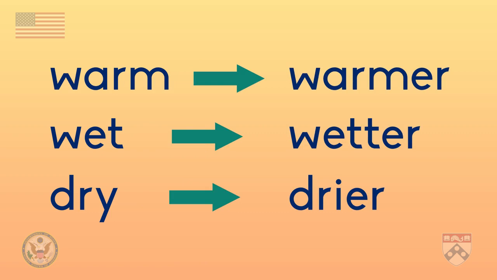Notice the spelling here. Wetter is spelled with two T's. When a word ends in a vowel and then a consonant, the consonant is written twice in the comparative. Hotter and thinner are two more examples of this.